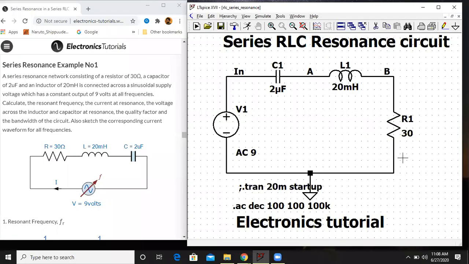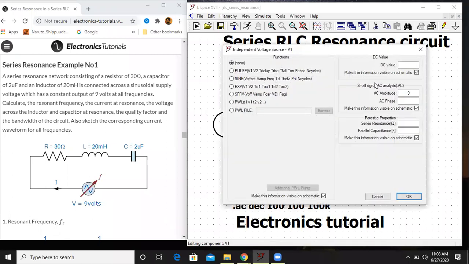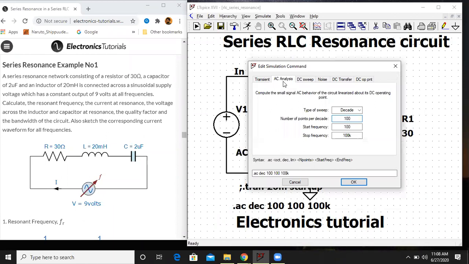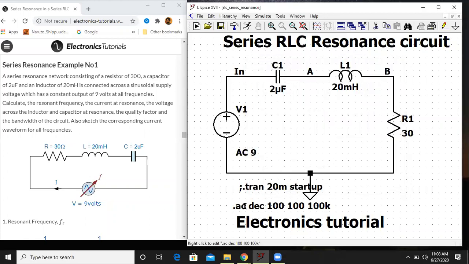Okay, so first of all, you have to make the circuit, and you have to right click on the source, select the amplitude as 9 volts and click on OK. Then go to simulate, click on edit simulation command, and in that click on the AC analysis. The type of sweep will be decade, number of points per decade will be 100, start frequency you can give as 100, and stop frequency you can give as 100k. After doing that, click on OK. So that entire line, .ac decade 100 100 100k, will appear on the screen. So paste it on the screen.